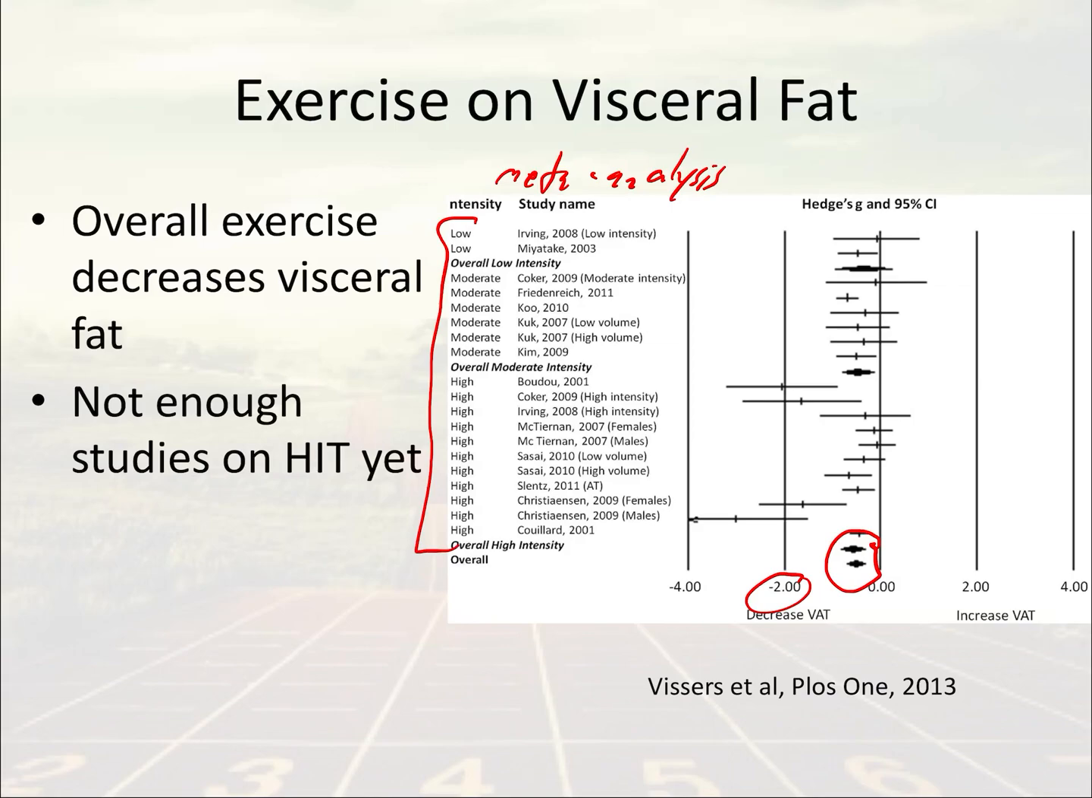They tried to look at moderate intensity up here versus higher intensity down here. They didn't see a difference in those, but most of these high intensity studies were not HIIT. They were just more vigorous exercise. So we definitely see an effect of exercise on visceral fat, but no strong evidence that HIIT is better for that yet.